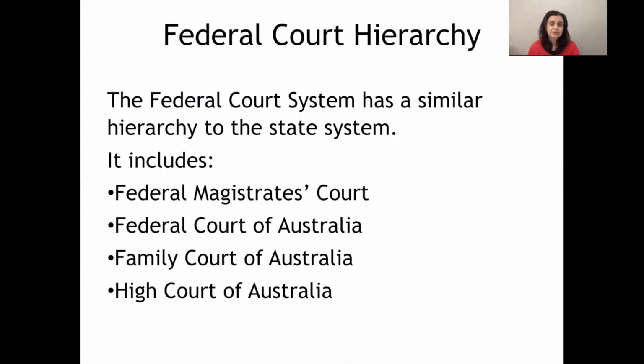The federal court system has a similar hierarchy to the state system. It includes the Federal Magistrates Court, the Federal Court of Australia, the Family Court of Australia and the High Court of Australia. We won't necessarily need to go into a lot of the detail for the purposes of what we need to cover in this unit, but be mindful that alongside the state court system there is the federal court system. They hear particular matters, particularly the High Court, of federal significance to do with Australia's international obligations or the authority or power of the Commonwealth to enact certain legislation.